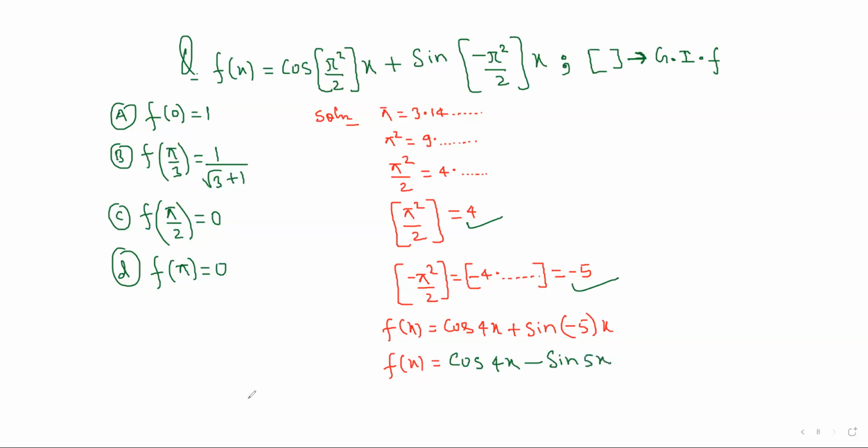Just check option number one, option A. Just put f(0). f(0) is cos 4 times 0 minus sine 5 times 0. Cos 0 is 1, sine 0 is 0, so 1 minus 0 is 1. I think this is clear to all. Beta, this is clear, na? So option number 1 is correct.